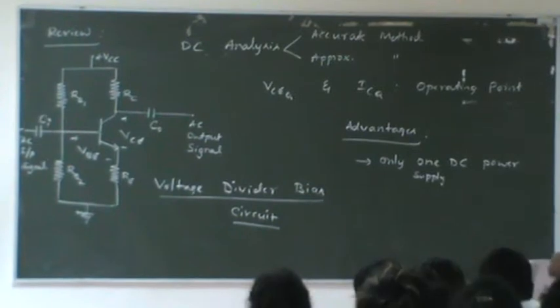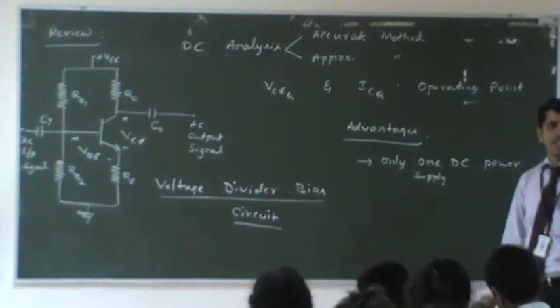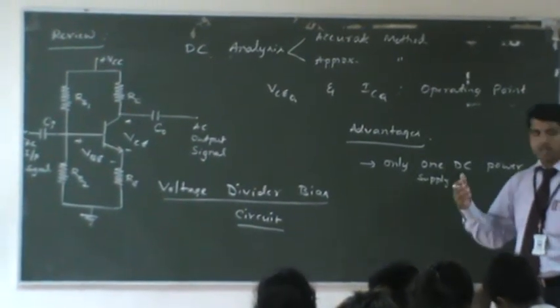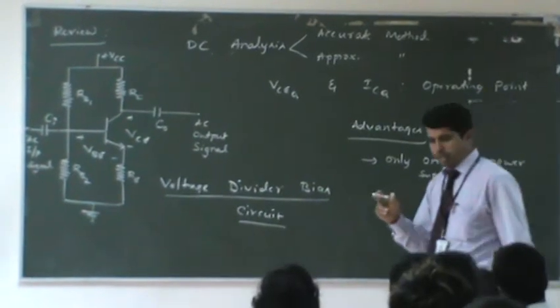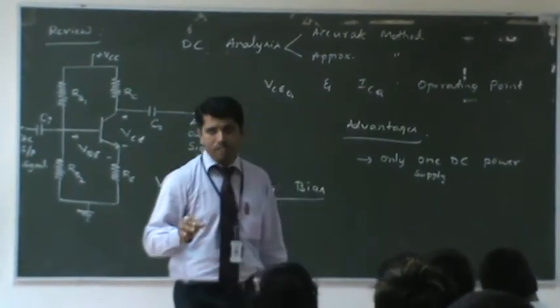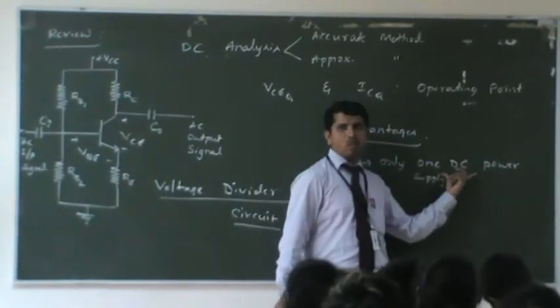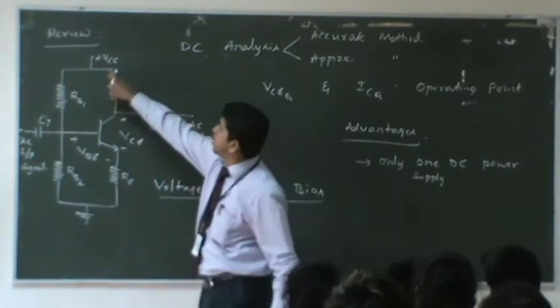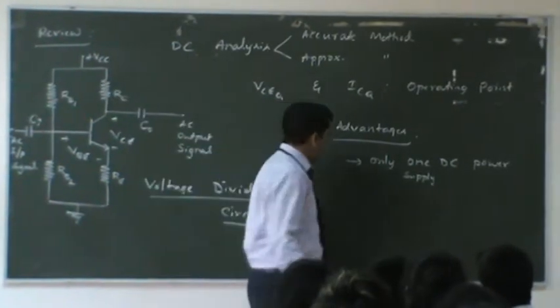And coming to the second advantage, if you look at the same thing for the emitter bias circuit, there we have a ratio of RB by RE. To maintain the ratio, we have two separate power supplies. But here the advantage is this needs only one DC power supply. And apart from this, what else do we have?